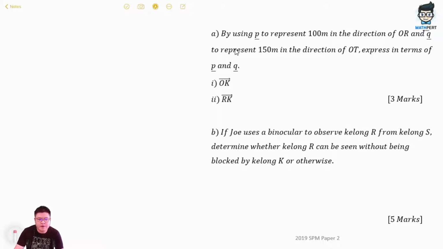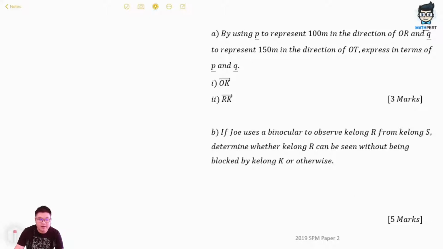Right, so the first part of the question: by using P to represent 100 meters in the direction of OR and Q to represent 150 meters in the direction of OT, express in terms of P and Q. So we are asked to find OK and RK. And the first part of the question gives us 3 marks.